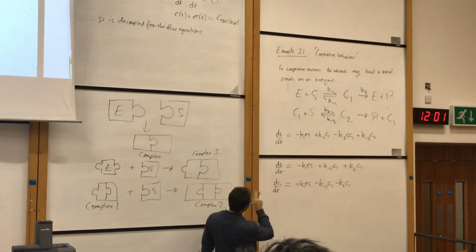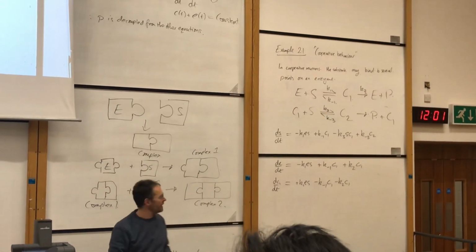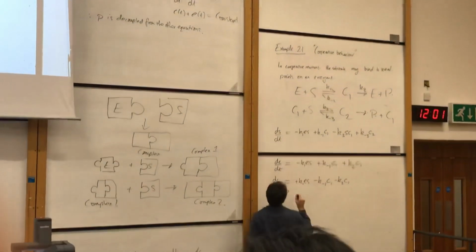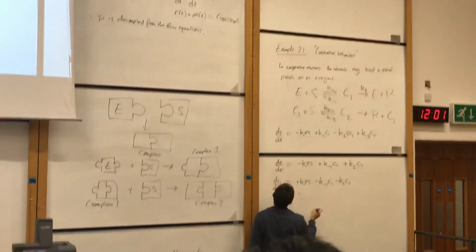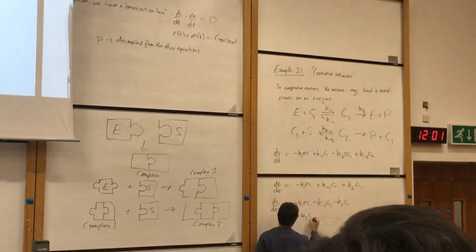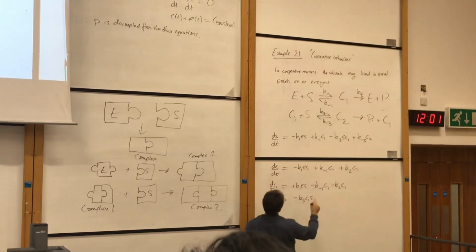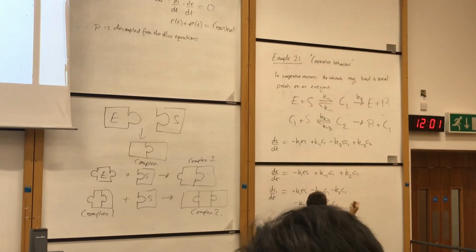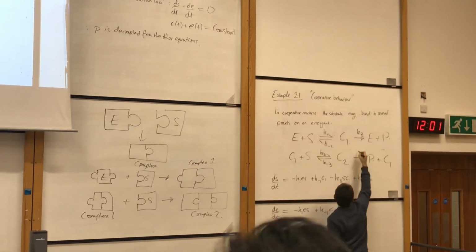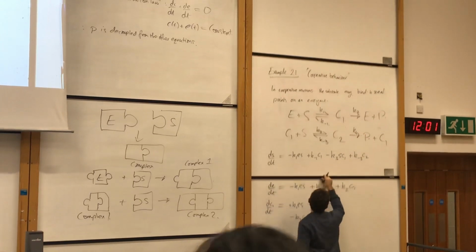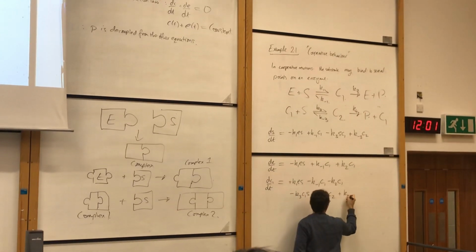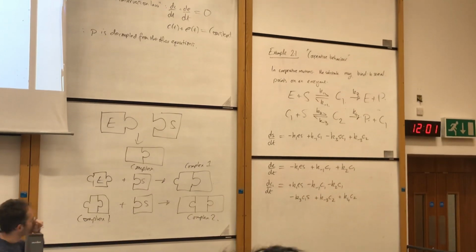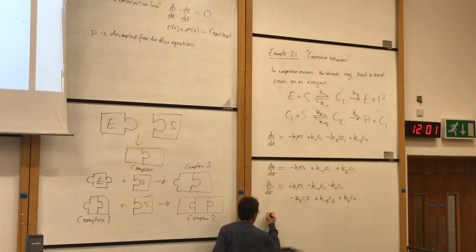We also have C1 appearing in the second sequence of equations. So C1 and S form C2, so we're going to have a minus K3 C1 times S. We gain it at a rate plus K minus 3 C2. And we also gain it at a rate plus K4 C2. So six terms there for C1, I think that's all of them. I think we're nearly there now.